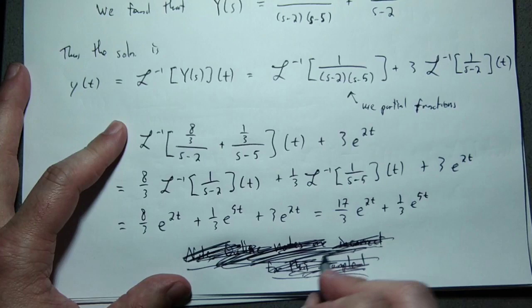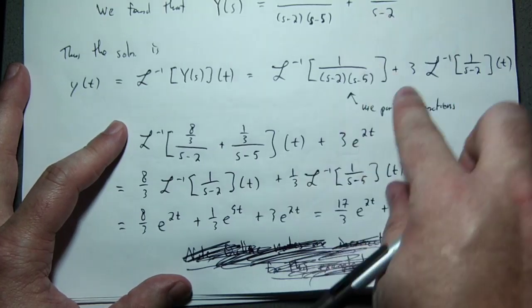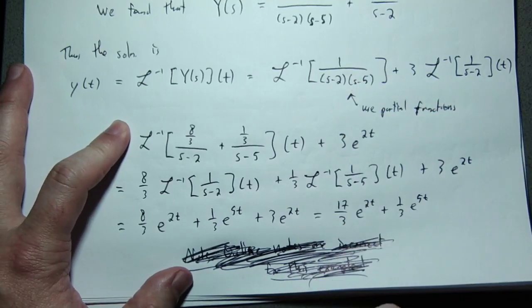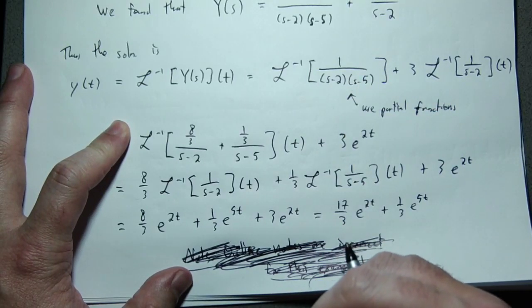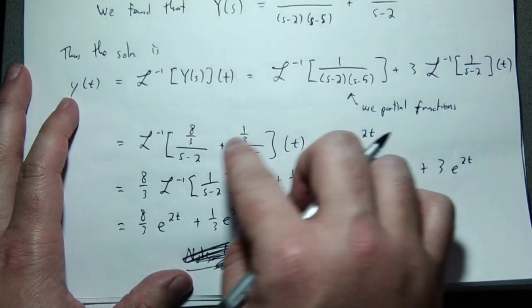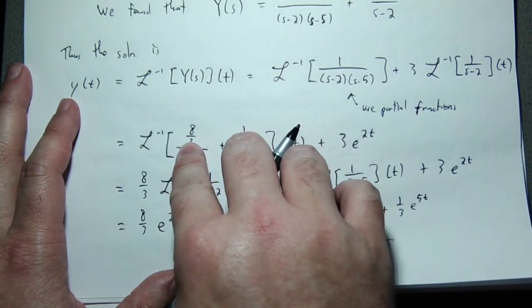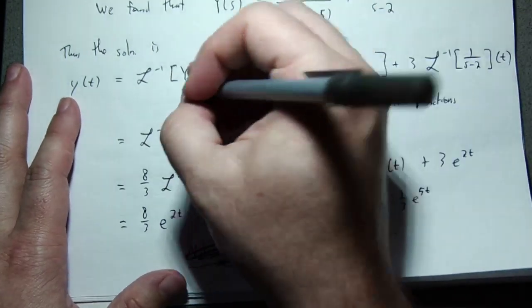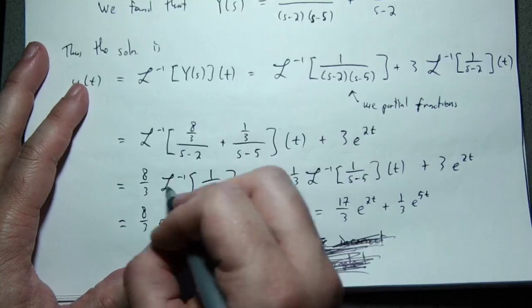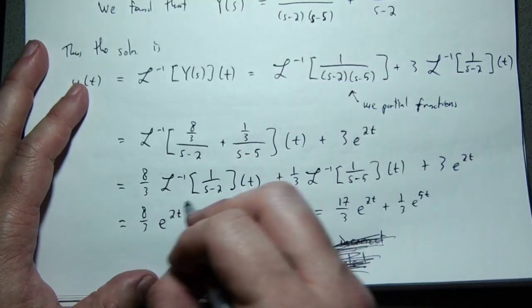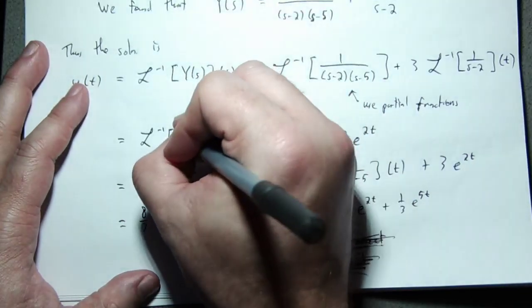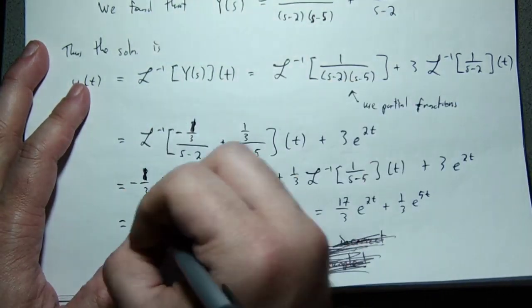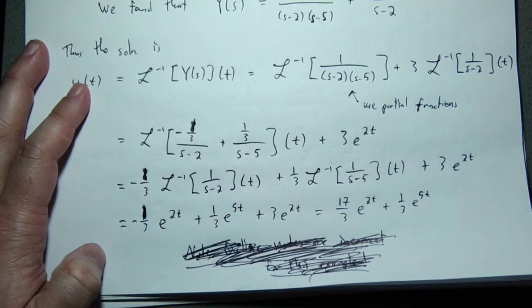When they did the partial fractions decomposition, they did it for the whole side rather than just for this. So if you do the partial fractions decomposition in this way, I see here, this is not an 8/3. This is a minus 1/3. Yes, here we go. All right, let's redo this. This doesn't change things too much. So this is a minus 1/3, and this is a minus 1/3.